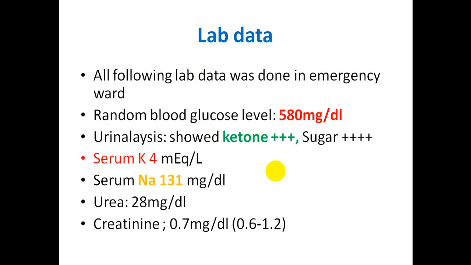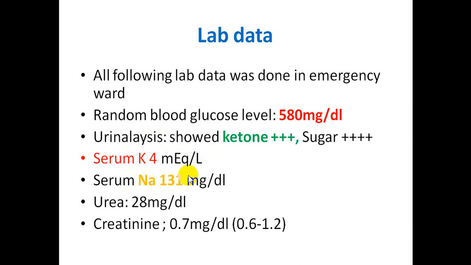The laboratory data: according to the physical examination and the history of the patient, we suspect the case to be diabetic ketoacidosis, so the following lab data was ordered by the physician in the emergency department. Random blood glucose was highly elevated, 580 milligrams per deciliter. Urine analysis showed ketone 3 plus and sugar 4 plus. Serum potassium was within the normal range, which is 4 milliequivalents per liter.